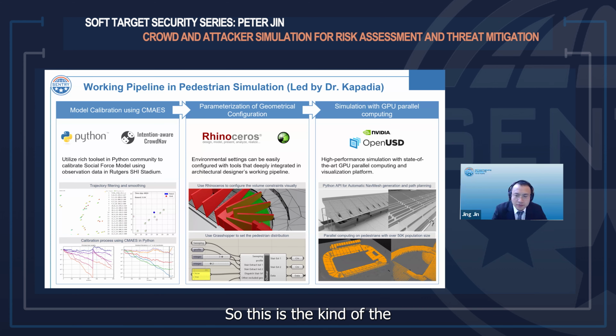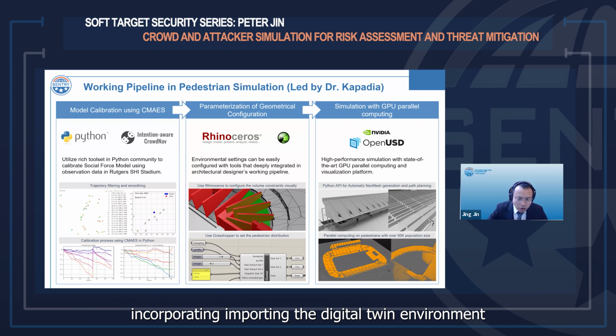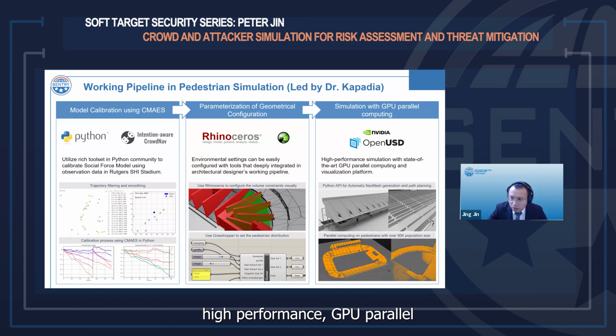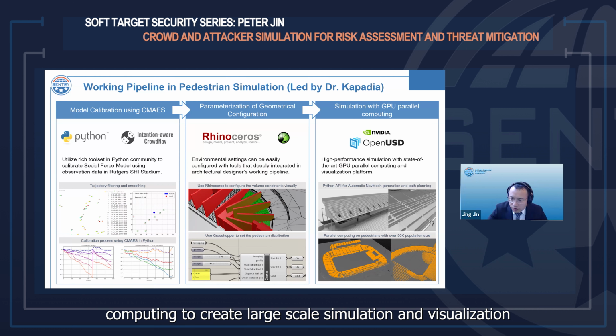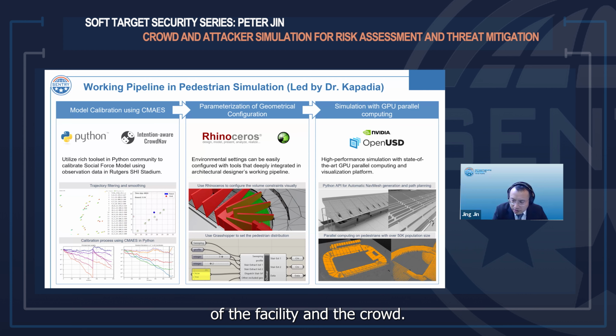I'll show in several quick slides the pipeline that we propose for different research tracks. This is for the crowd simulation. It starts from intention-aware crowd navigation, the social force model, and calibration, and moves towards importing the digital twin environment into virtual navigation meshes that can move the agents around, and then finally using high performance GPU parallel computing to create large-scale simulation and visualization of the facility and the crowd.